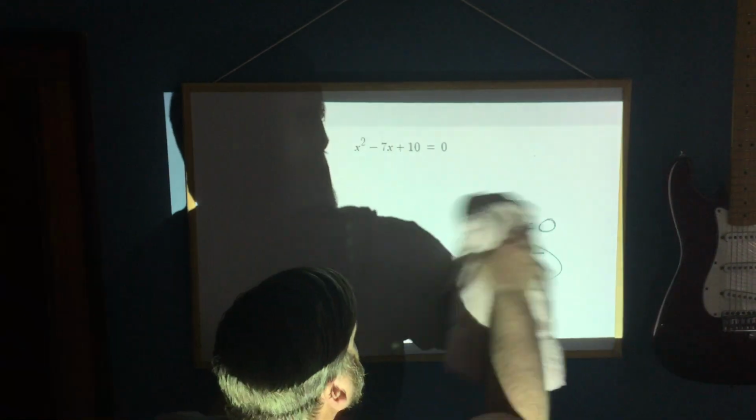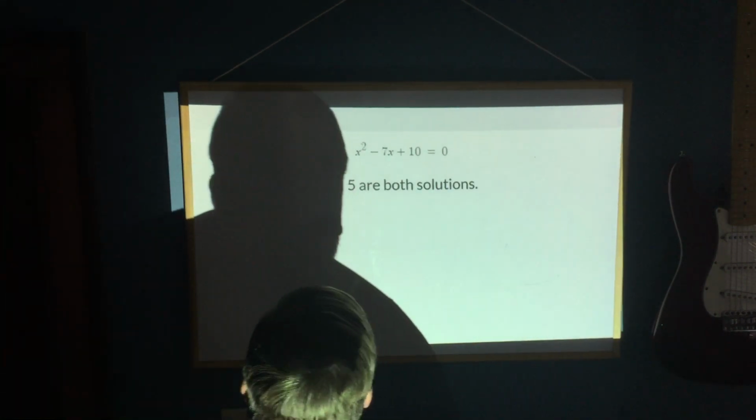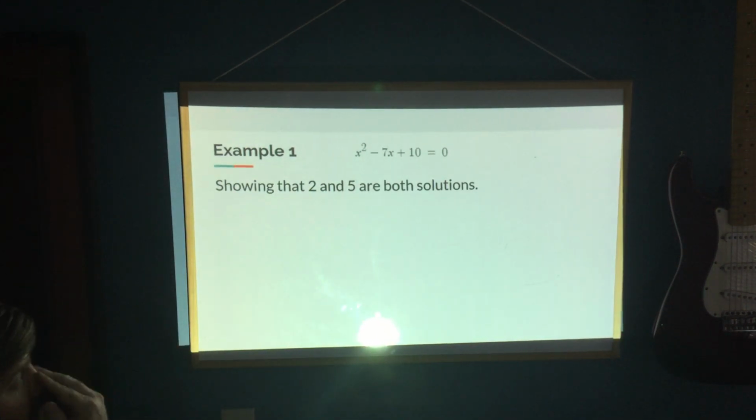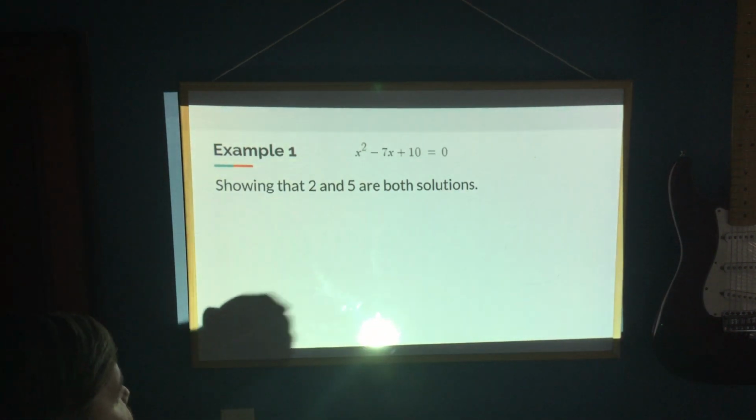So let's see what we got here on the next slide. All right, I'm going to show that both of those are solutions. We're going to do that by substituting the answer back in.